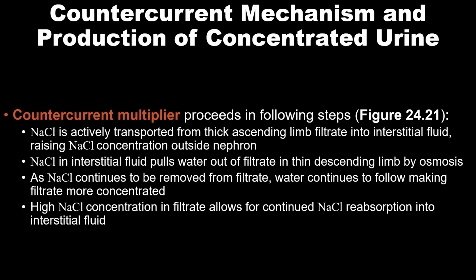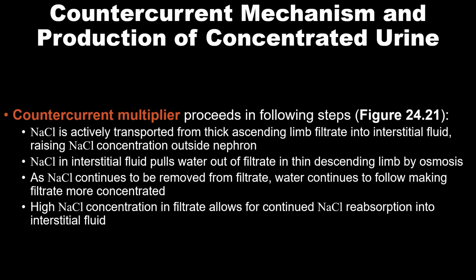And in this system, countercurrent is going to refer to the fact that the filtrate in the 2 limbs flows in opposite directions. The filtrate in the descending limb flows toward the renal pelvis, and the filtrate in the ascending limb flows back up toward the renal cortex. This is going to be called a multiplier because the 2 limbs of the loop are close enough together that a small osmotic difference at the top is multiplied as we drive further down the loop. And so it basically works like this.